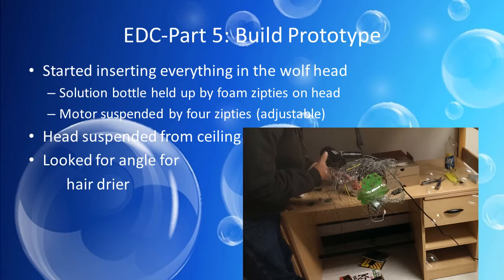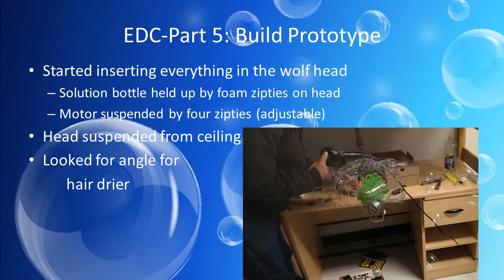After our developmental work was complete, we felt our work was sufficient enough to move on to our prototype build. We began by inserting everything we had into the wire wolf head we had suspended from the ceiling for easy access. To make sure we had everything secure but easily removable, we opted to use zip ties to secure the foam holding the solution container as well as the motor.